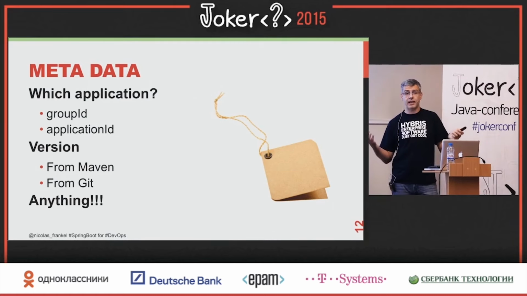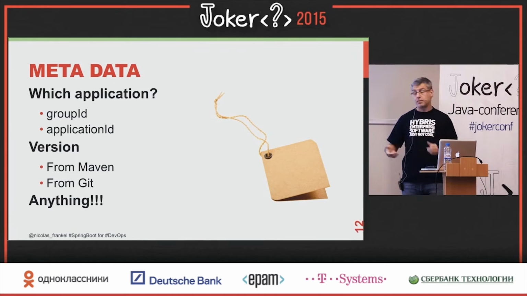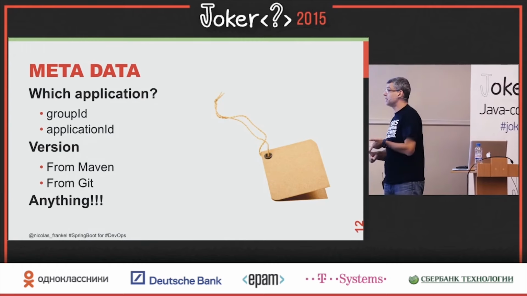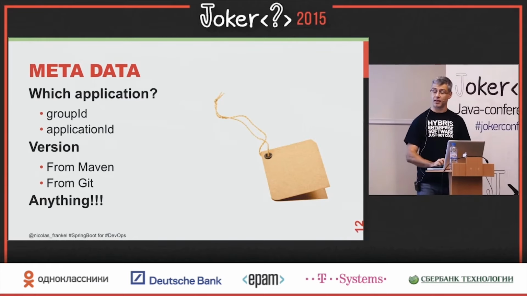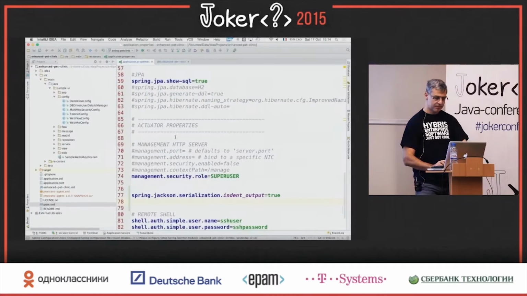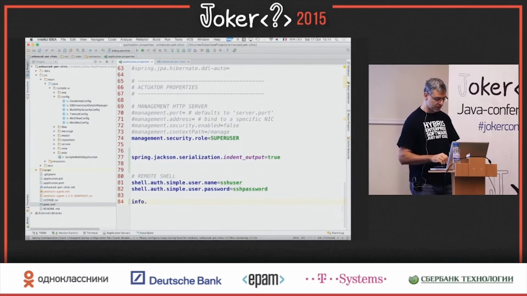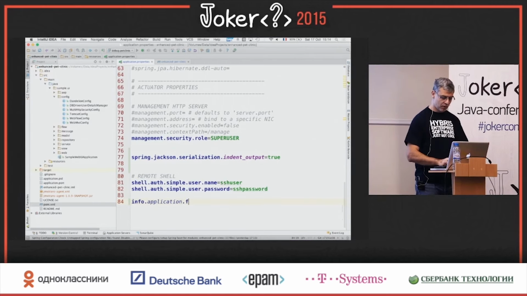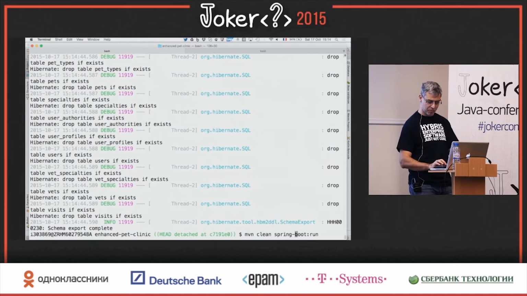It's useless. I don't want to work for nothing. I want something which is easy for me. So I want my application ID, my group ID, I want the version, I want everything out of the box. And Spring Boot helps me in that. How to do that? Here, everything that starts with info will take place into the info endpoint. So I will say application foo equals bar. And if I restart the application, and now I will be smarter, I will remove clean.